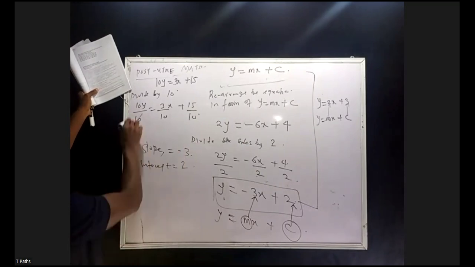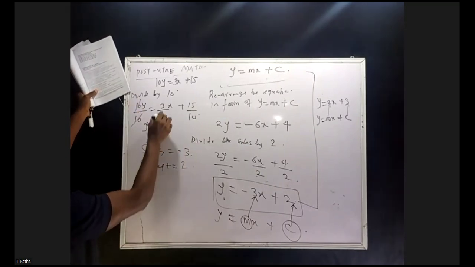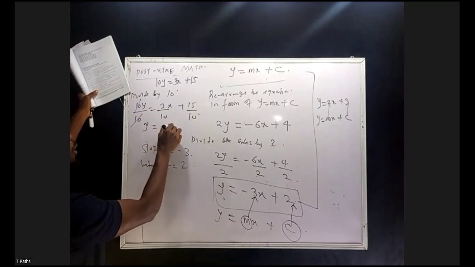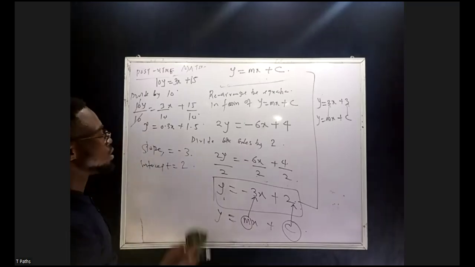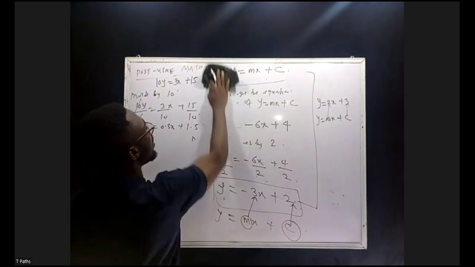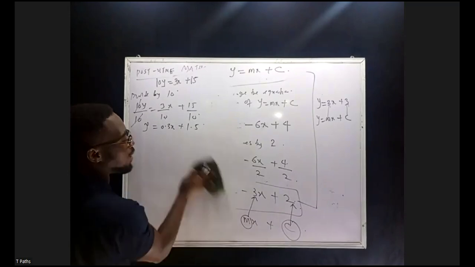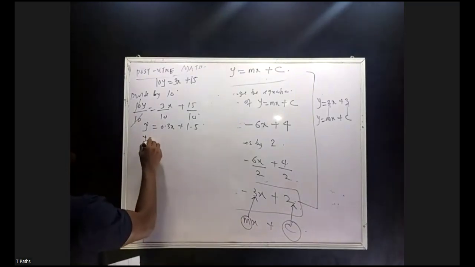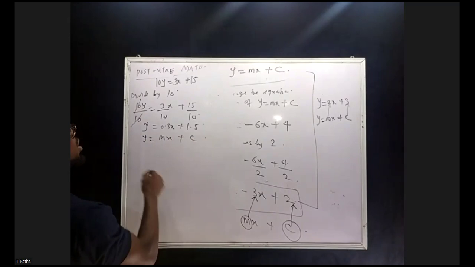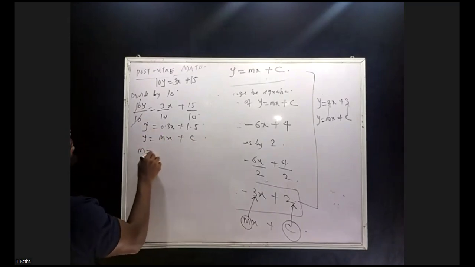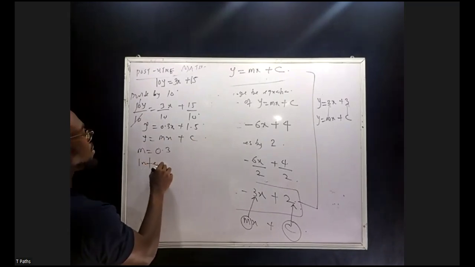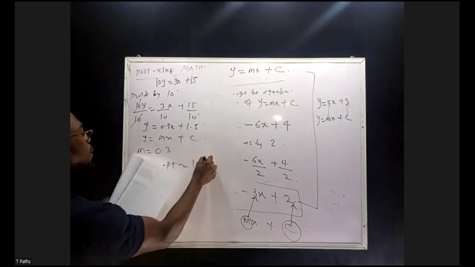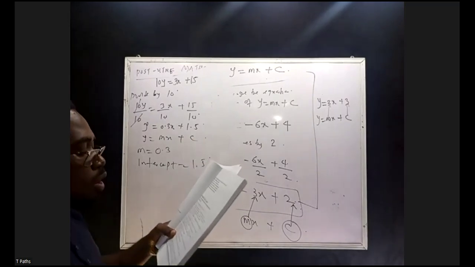Am I making sense? 10 cancels out 10, I have y. 3 divided by 10, 0.3x. 15 divided by 10, 1.5. So now I can compare it with y equals mx plus c. So what do you now have? My m, the gradient, is 0.3. The intercept is 1.5. So what answer is that?